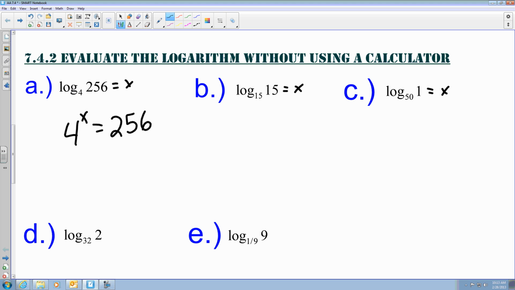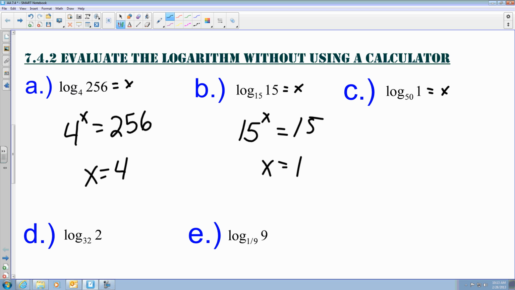So if I go up the chain of exponents, 4 to the 1 power is 4, 4 squared is 16, 4 to the 3rd power is 64, and then 4 to the 4th power, well, that's 256. So that means that when my x is 4, this becomes 256, which then holds true. So for b, I got 15 to the x power equals 15. Well, the only way for that to be true is x must be 1.